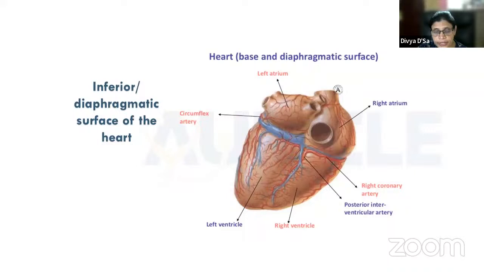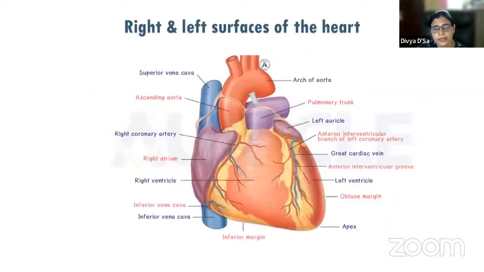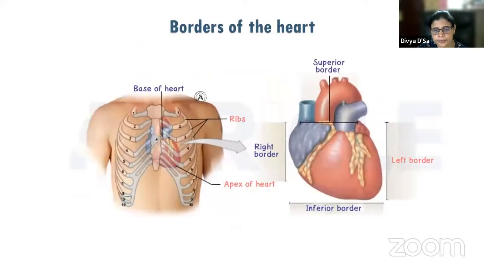Okay, so already I told you that. Okay, the surfaces and the borders there. Okay, and the apex of the heart. The apex of the heart is situated in the left fifth intercostal space. Okay, it is present just below the nipple. In a lean person, we can say it is present below and to the left of the nipple.